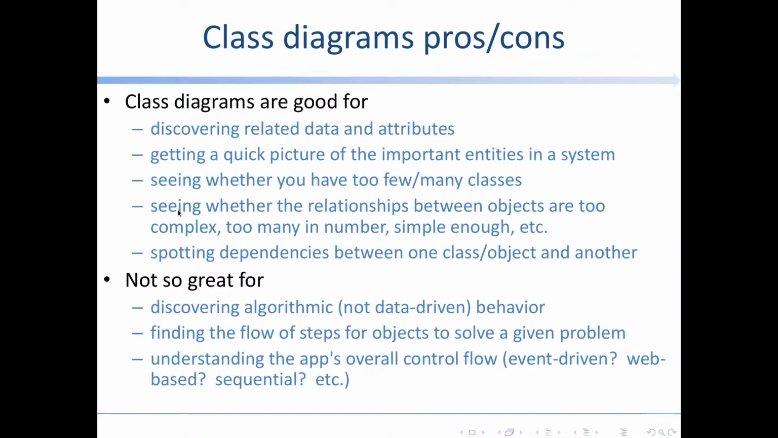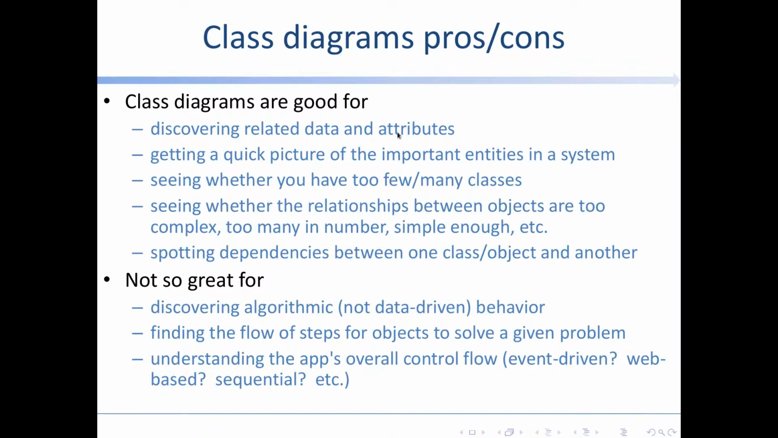You can see if something is too complex, like the relationships are too complex. Maybe you want to merge some classes into one because they are too tightly connected to each other, or you don't have enough relationships, so you can separate them more. You can also very easily see dependencies between one class and another.